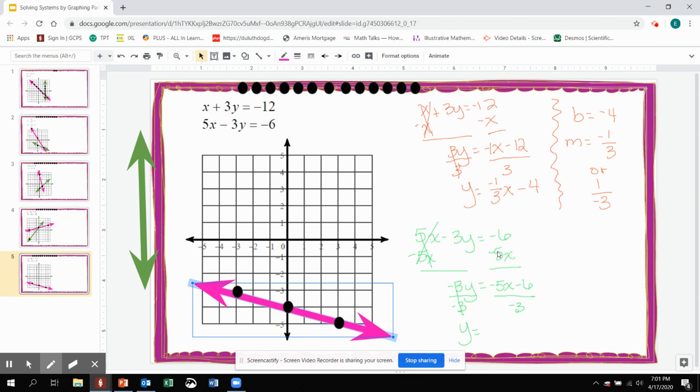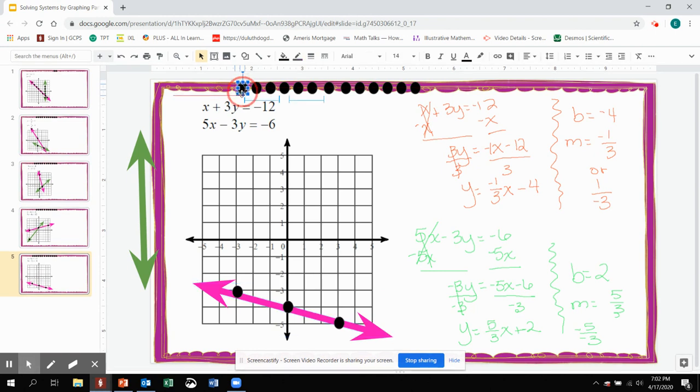I have a -5 over -3, which is going to give me a decimal answer, so I'm just going to leave it as an improper fraction. And I know that if I have a negative over a negative, that's the same as a positive 5/3 x. Then I have -6 divided by -3, which is +2, so I write it as +2. Now, that means that I have a y-intercept of +2, and I have a slope of +5/3, which can also be written as -5 over -3.